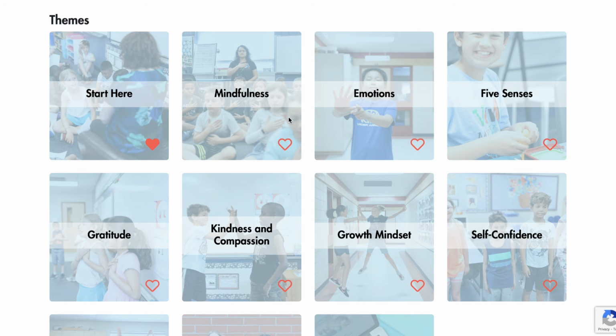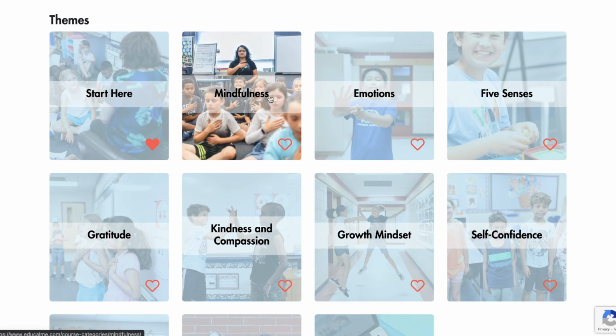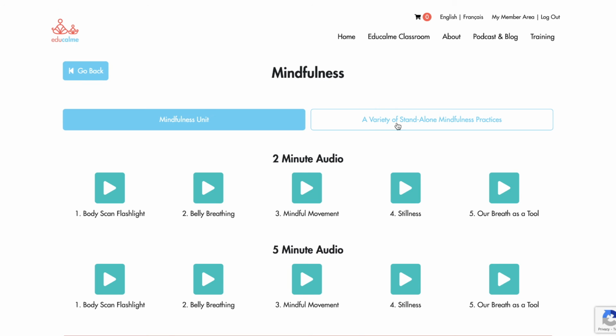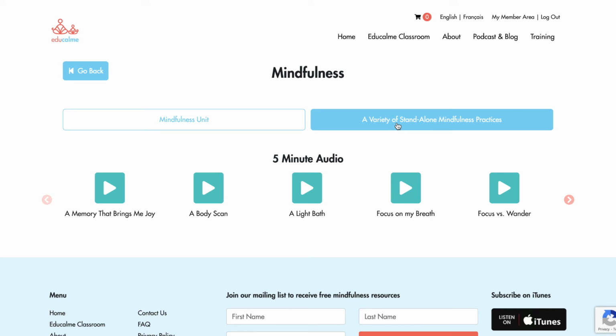There are a few exceptions in how the units are organized. First, there's a unit inside the mindfulness theme called A Variety of Standalone Mindfulness Practices. This unit only has audios because it's meant to be used in transition moments, between units, or anytime you feel like you need an extra mindfulness practice during the day to help your students be ready for learning.